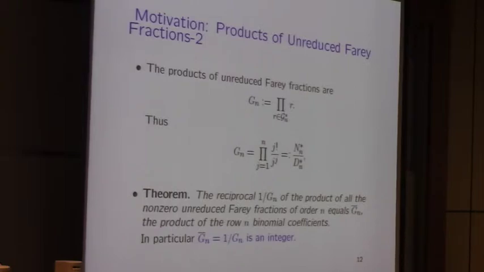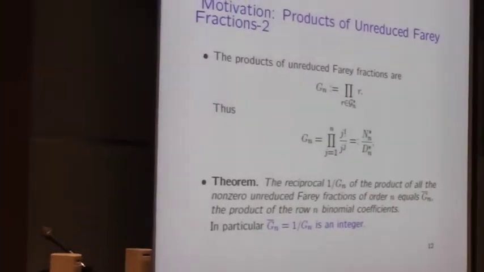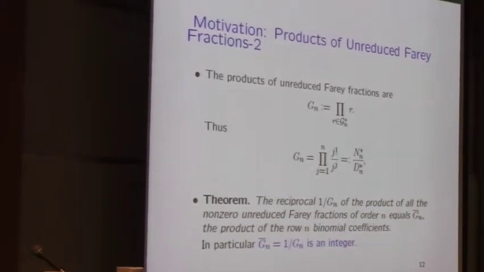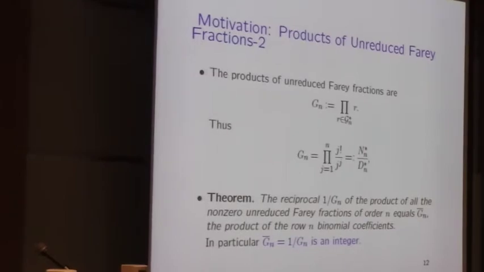The reciprocal of the product of the non-zero unreduced fractions is exactly g of n bar, the product of the rho n binomial coefficients. Okay? In particular, g n bar is an integer because of this. This, by the way, is very easy, and we actually sent it in as an American Math Monthly problem. I sent it in with Harm Dirksen a few years ago as a monthly problem that proved that identity.